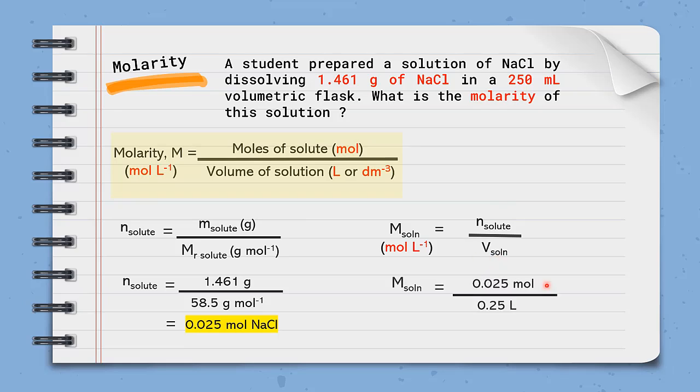Substitute the values like this, and lastly the molarity of the solution will be 0.1 mole per liter, or mole per decimeter cubed, accepted. Or you can also use this capital M. This capital M represents molar.